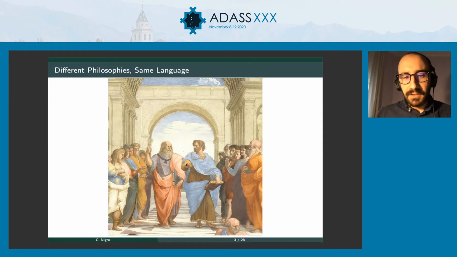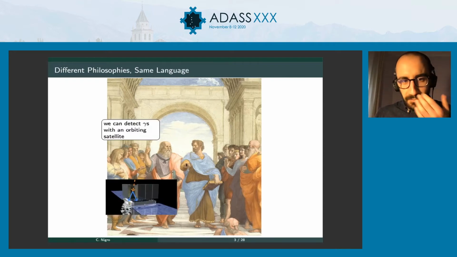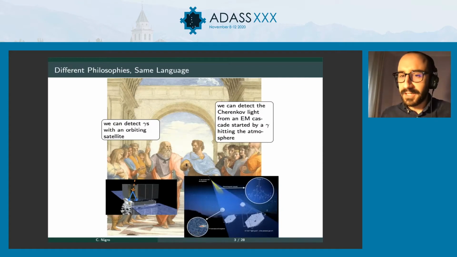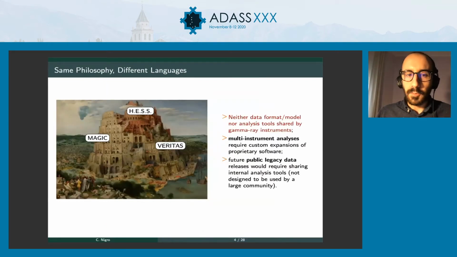So Plato, believing in the heavenly nature of things, is pointing to the sky and suggesting to detect gamma rays with an orbiting satellite. And Aristotle, believing in the earthly nature of things, is pointing to the ground and suggests to detect the Cherenkov light from an electromagnetic cascade started by a gamma ray that hits the atmosphere. But despite the different philosophies, the two philosophers can actually speak the same language. Today in gamma ray astronomy, we are in the reversed situation, in which we have the same philosophy, same objective, but different languages. So it's more similar to the situation of the Tower of Babel.